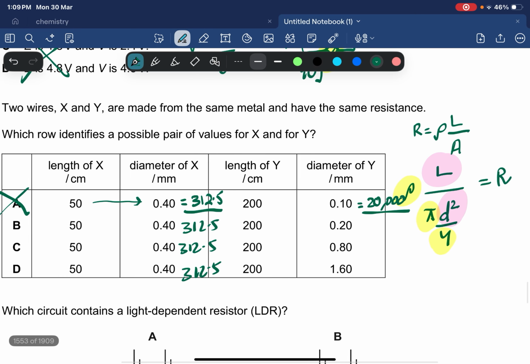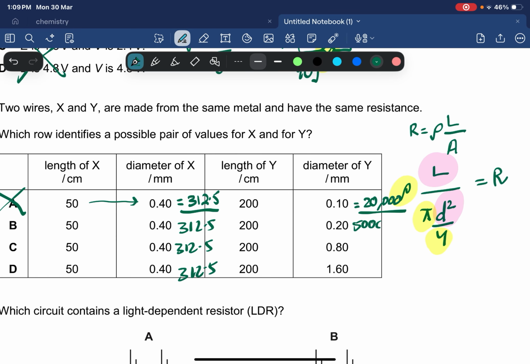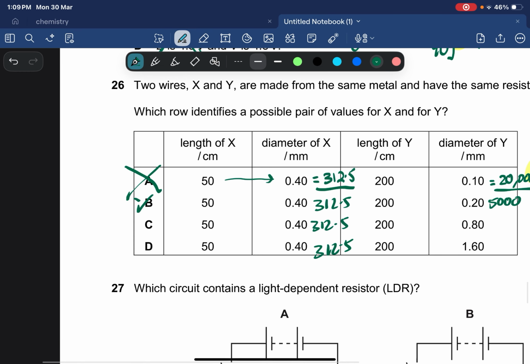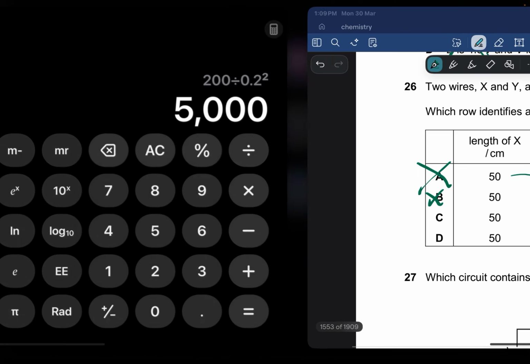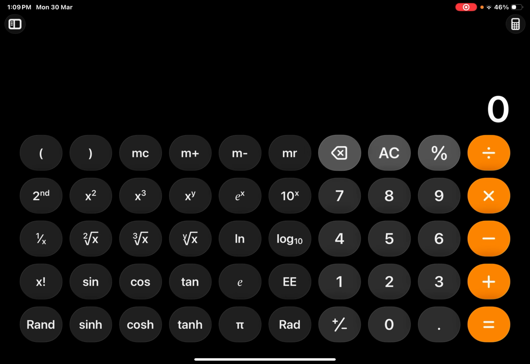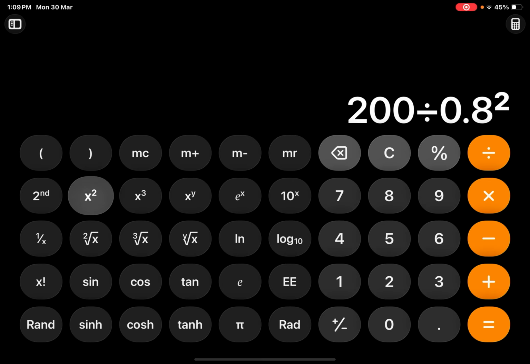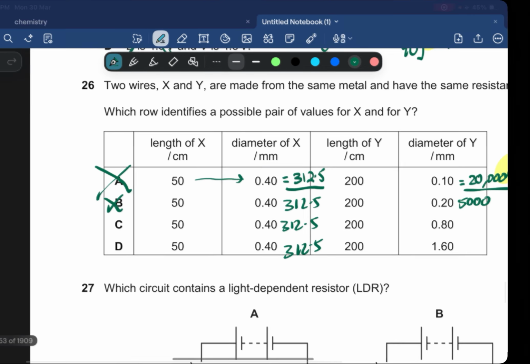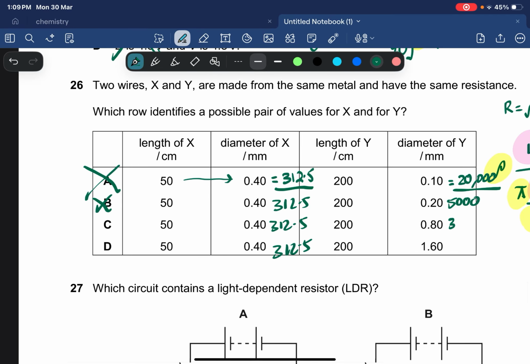5,000. Incorrect. 200 divided by 0.8 square, 312.5. Over here I got 312.5. So this is going to be my answer.